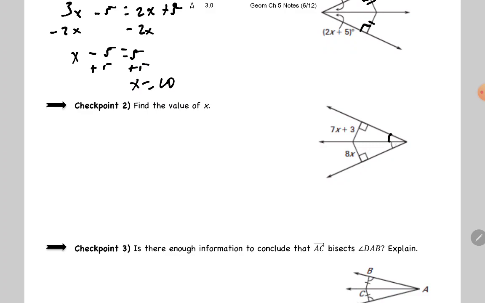Okay, let's do that again. They tell us that these angles are the same, and these are right angles here. So that means 7x plus 3 is equal to 8x. I'm going to subtract 7x over and get x equals 3.